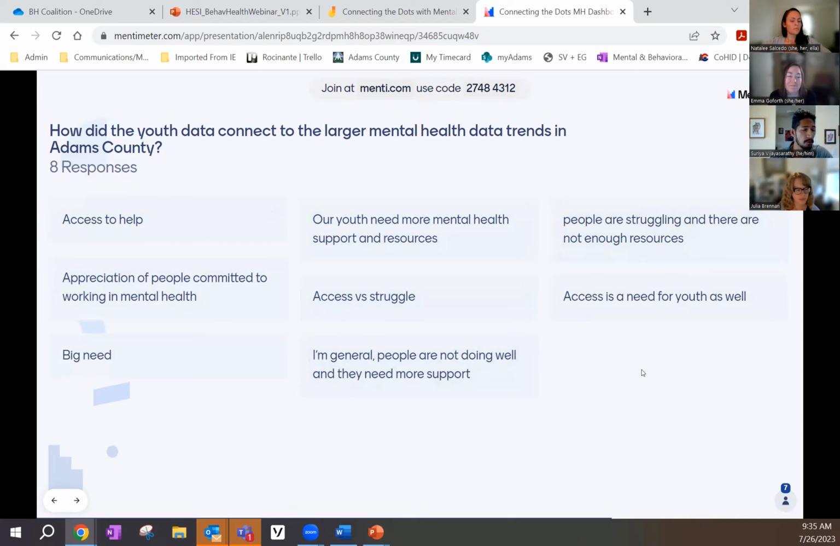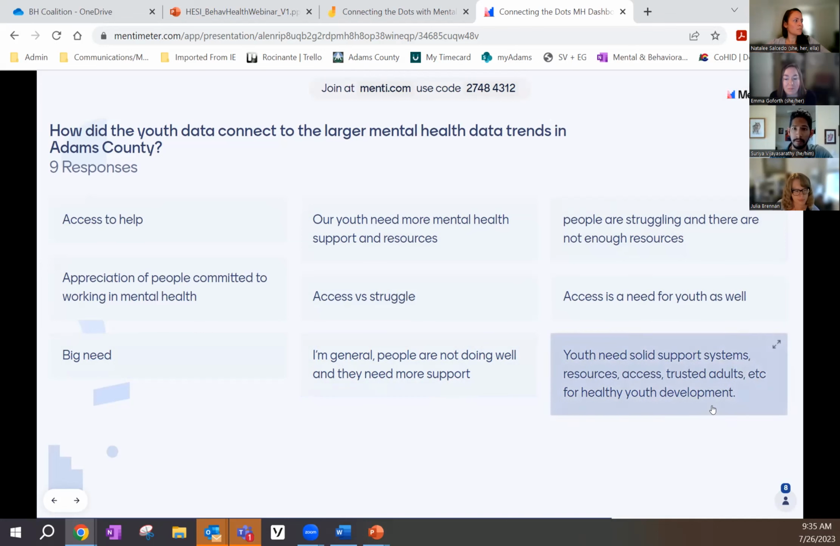Appreciation of people committed to working in mental health. Love that kind of strengths-based approach of looking at and reflecting at the data here. Access is a need for youth as well. Yes. So this is a need for youth as well as everyone else in Adams County. In general, people not doing as well and they need more support, that there's a big need. So we're seeing some gaps, we're seeing some opportunities here. Youth need solid support systems, resources, access, trusted adults for healthy youth development.